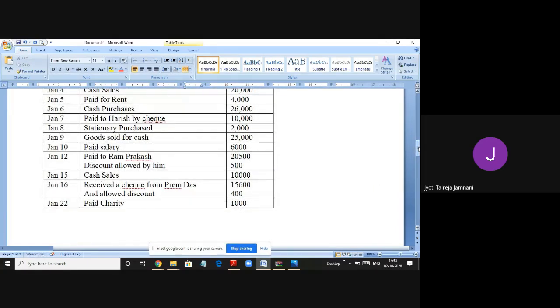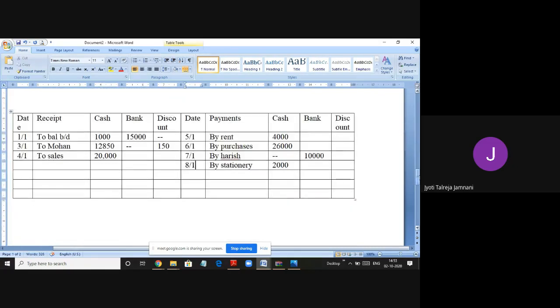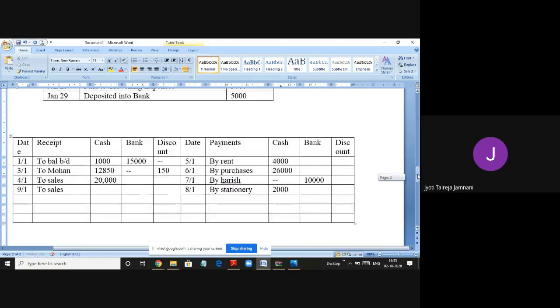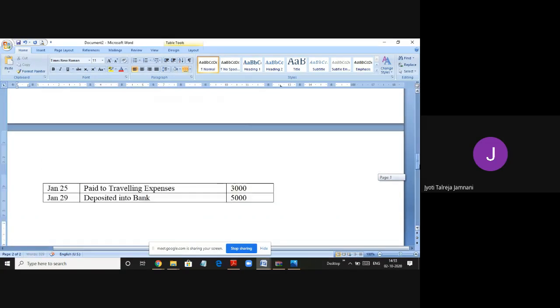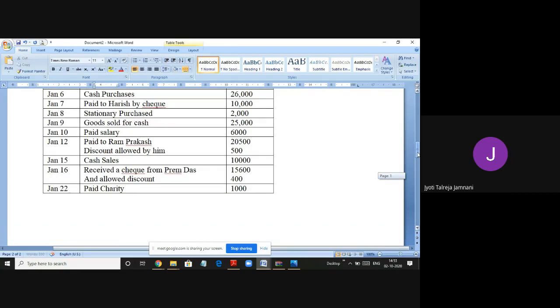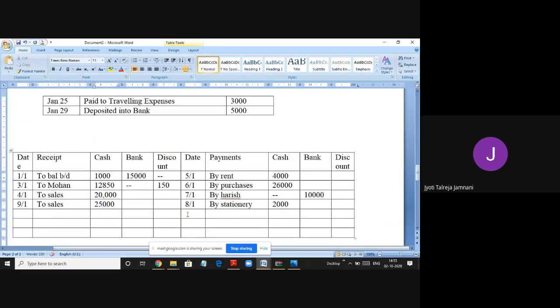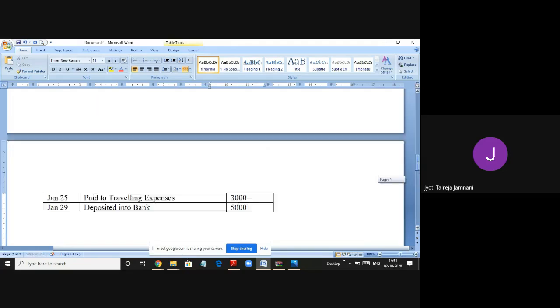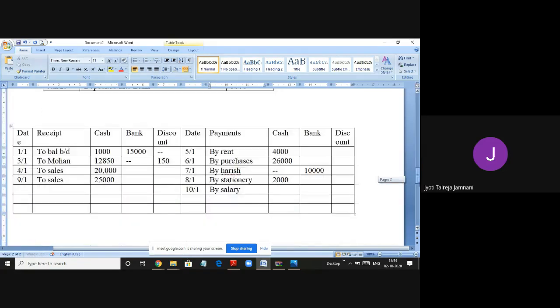Next one, on 9th of Jan, goods sold for cash. So we are selling goods, that means we will receive money. So to sales, the date is 9th Jan, and in the cash column, because it's goods sold for cash, 25,000. So we take it here as 25,000. Okay, then the next transaction, 10th Jan, paid salary 6,000. So here on 10th Jan, like paid rent, now we are paying salary. So by salary, they have not mentioned check, so we are taking it in the cash column, 6,000 rupees.